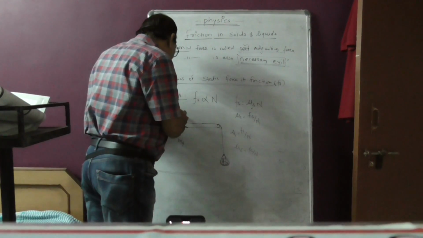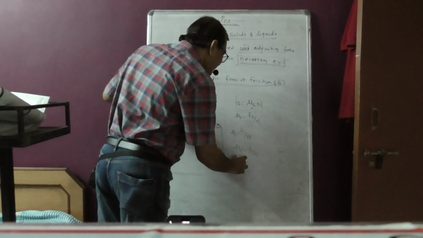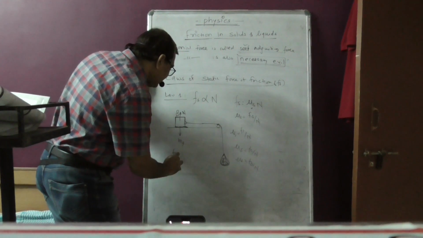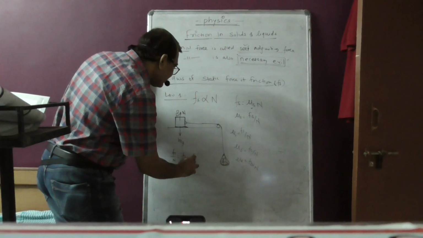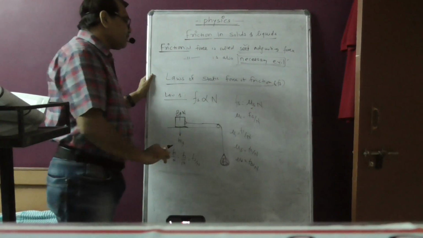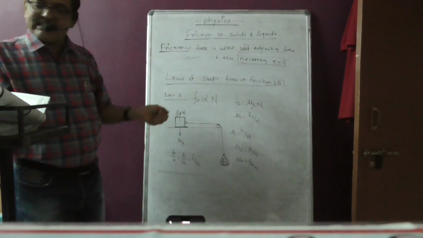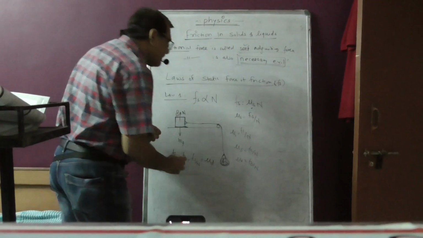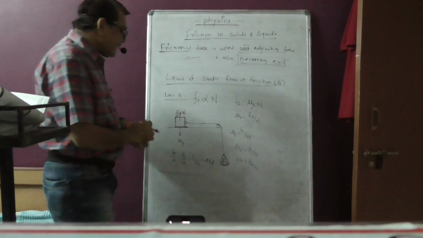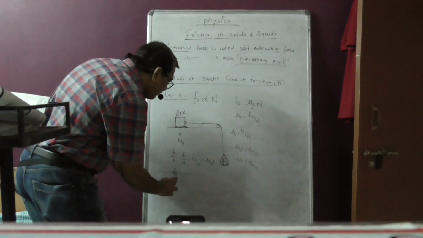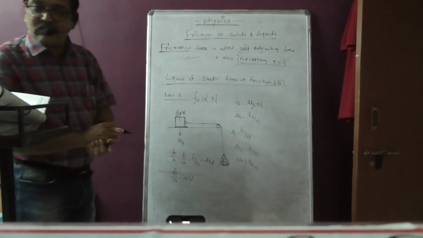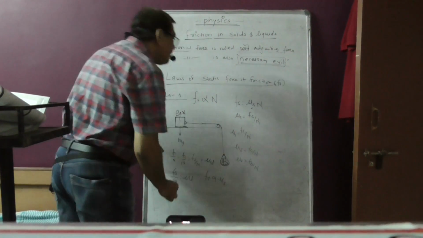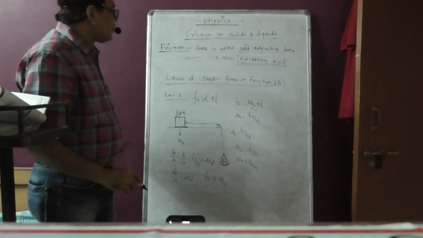Similarly, you can put more weight on the pan. Again you have to add weight into the pan, but you will find F3 upon N. And in that case, F1 upon N is equal to F2 upon N is equal to F3 upon N. So the ratio of all these forces is the constant, that is mu s, the coefficient of static friction. Or we can say Fs, the force of static friction, upon the normal reaction is equal to mu s. So the force of static friction is directly proportional to the normal reaction, and that is how the first law can be verified.